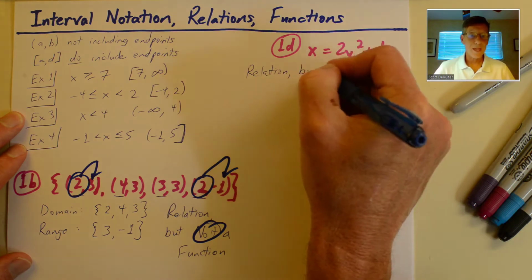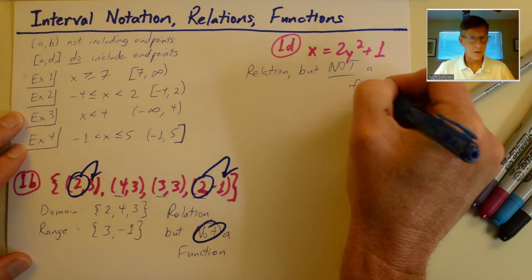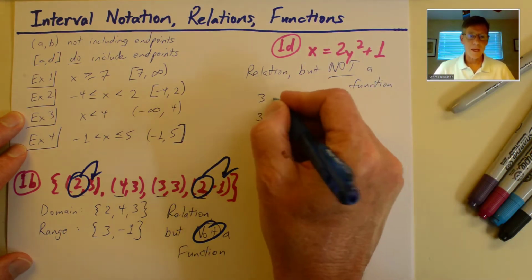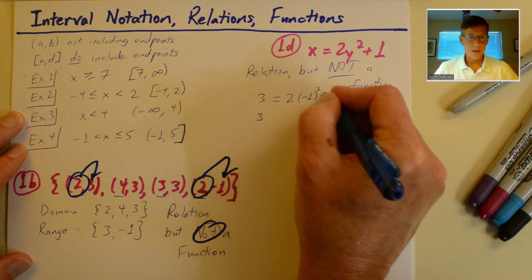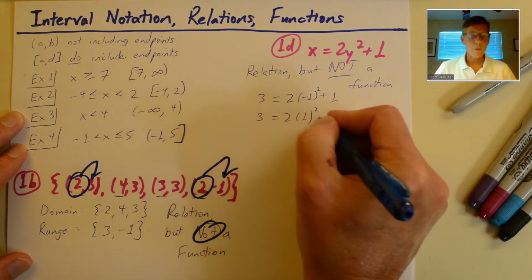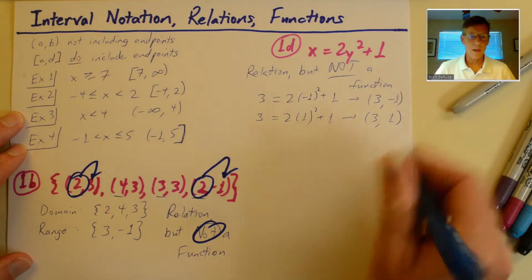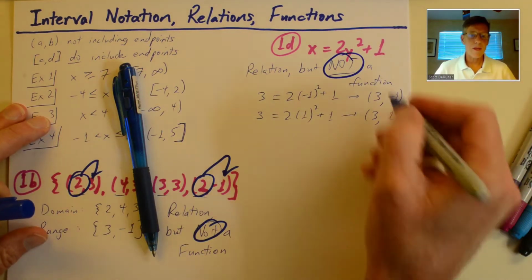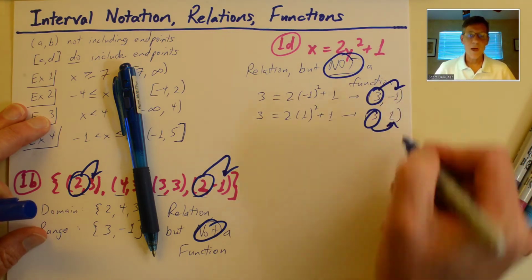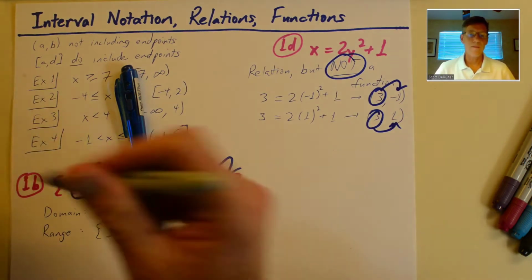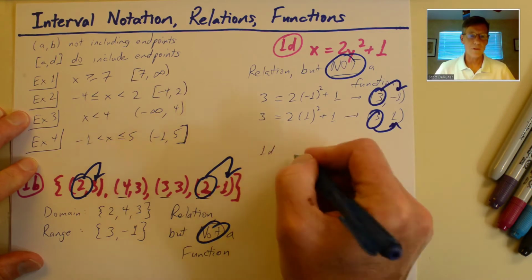Moving on to 1D, it is a relation but not a function. And again, we can get an input value of 3 with two different y values, right? You can have 3, negative 1 or 3, 1. And again, every x has to have a unique output y value. So it's a relation but not a function.